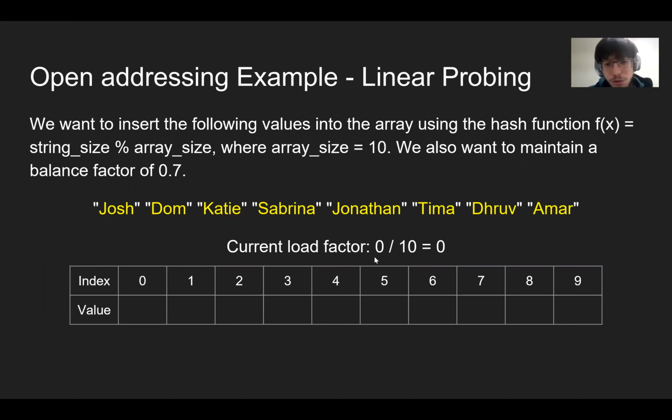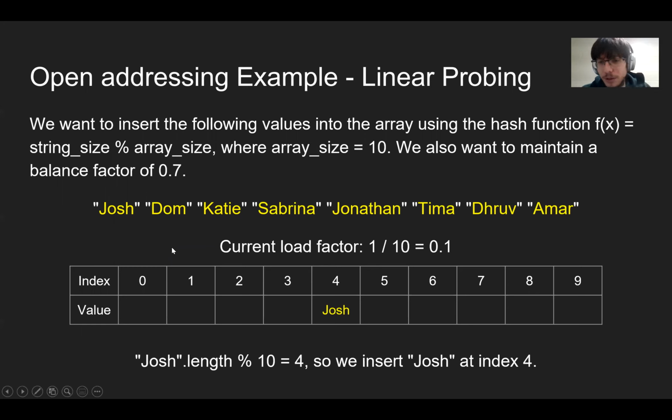Okay, so originally the load factor is 0, so we don't need to actually increase the size of our array. And the first thing we want to do is put Josh in there. So Josh is length 4, so 4 mod 10 is 4. So you just insert it in 4, and we're good. Okay, so what's next? Well, we want to put DOM. DOM is of length 3, so 3 mod 10 is 3, and we put it in position 3. And the load factor is just 0.2, so less than 0.7, and so we keep going.